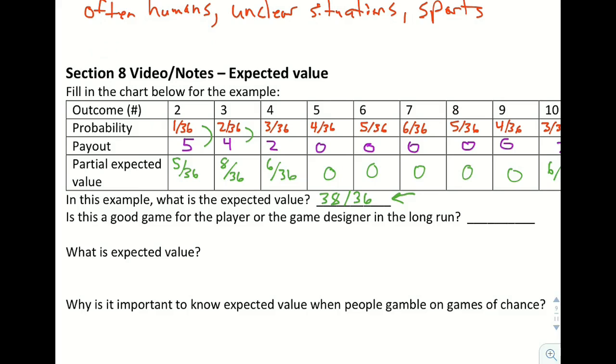So again, it asks, is it a good game for the player or the game designer in the long run? That's going to be the player, because the player is going to have an advantage if I'm paying out more than I'm taking in. What is the expected value is literally where you take this and you turn it into a decimal if you want to.